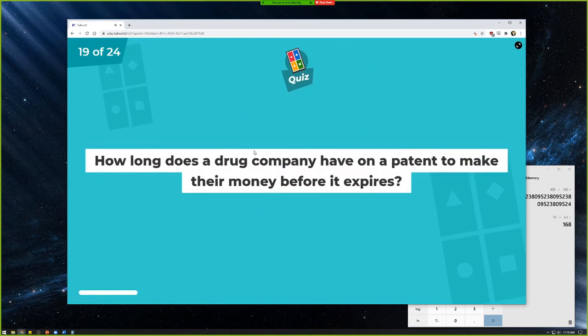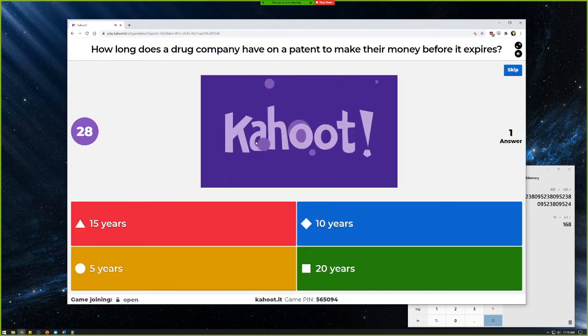All right. How long does a drug company have on a patent to make their money before it expires? Is it 15 years, 10 years, 5 years, or 20 years?